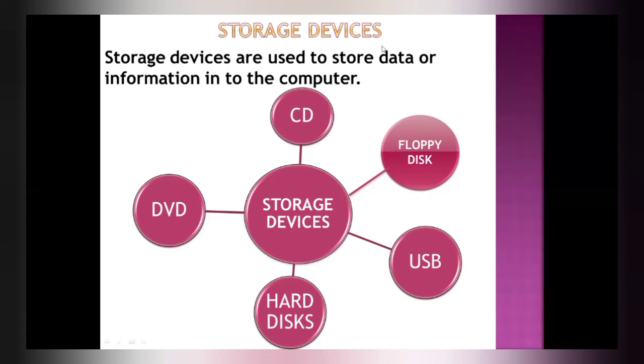A computer also has storage devices. We use storage devices to perform different functions. Storage devices are used to store data or information in the computer. Examples of storage devices are CD, floppy disk, USB, hard disk and DVD. We use storage devices to save information in the computer. Now we will learn about these storage devices one by one in detail.